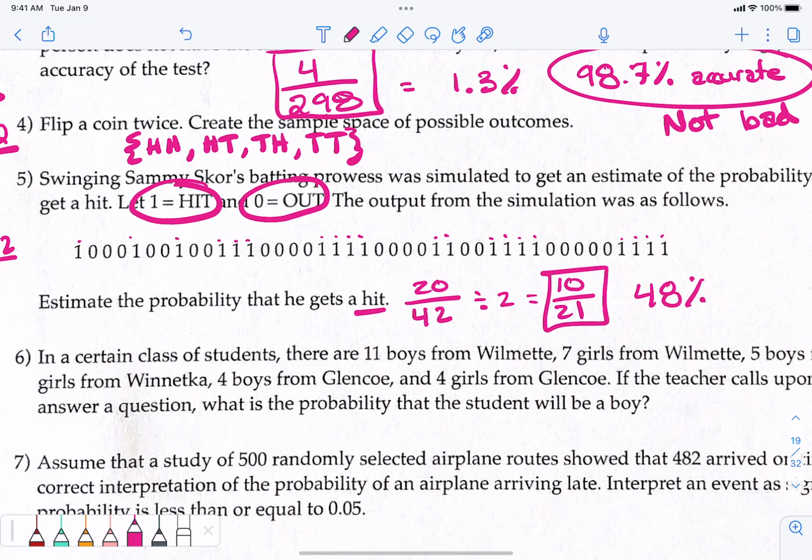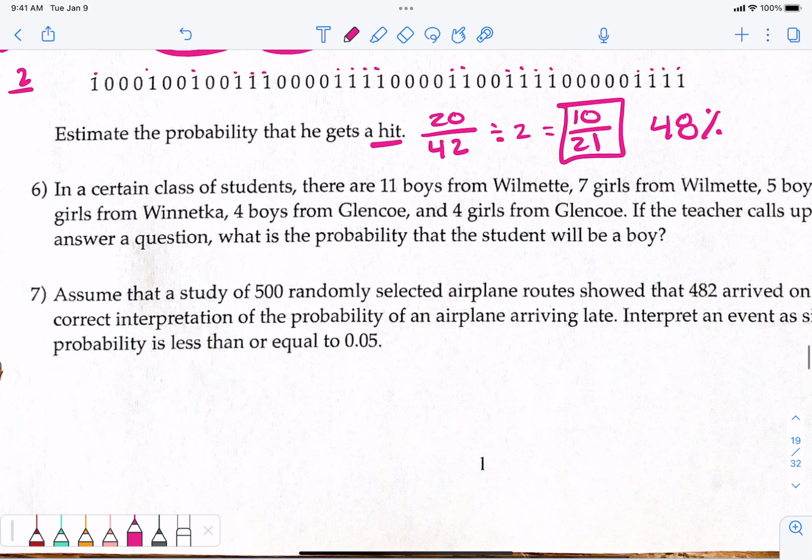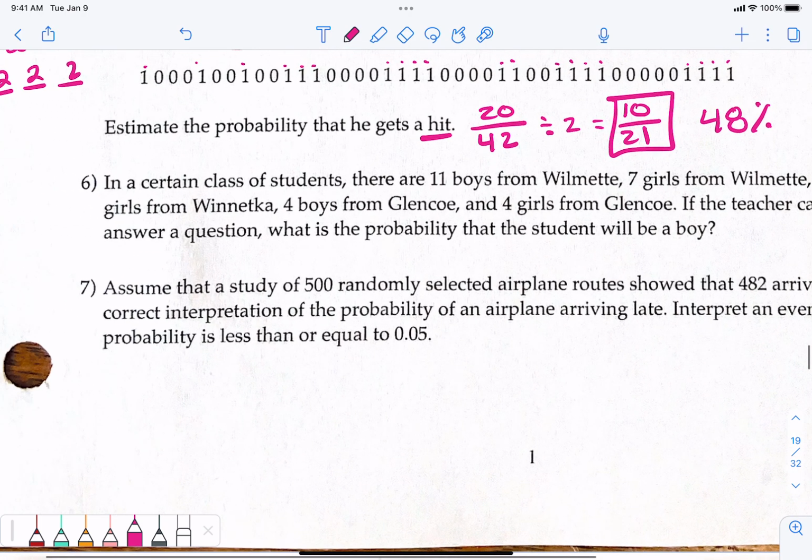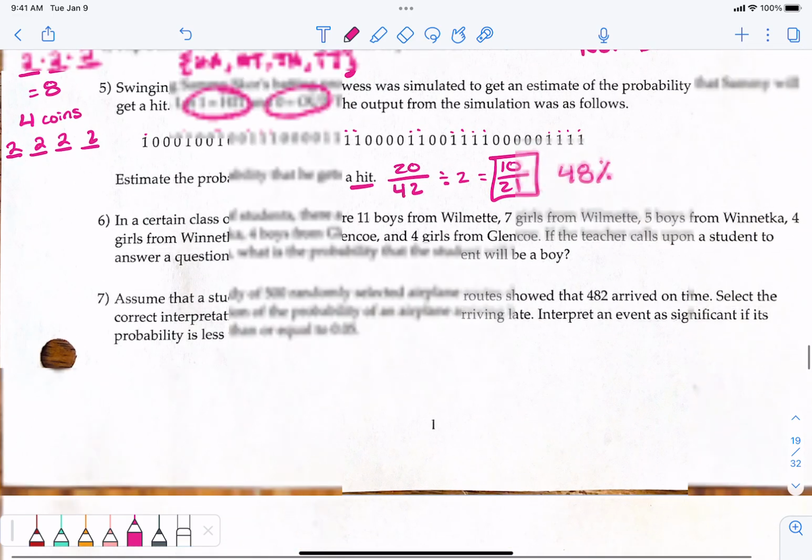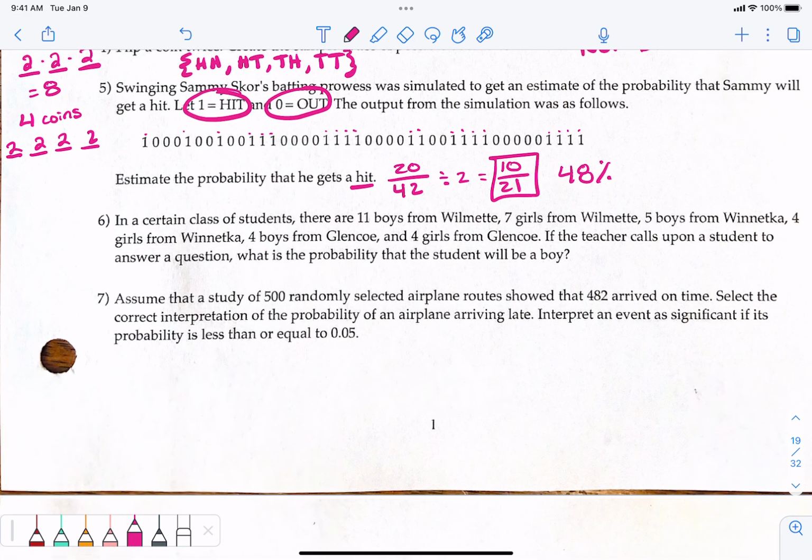Perfect. Okay? Good? In a certain class of students, I start listing 11 boys from Wilmette, 7 girls from Wilmette, 5 boys from Winnetka, and 4 girls from Winnetka. 4 boys from Glencoe, 4 girls from Glencoe. If the teacher calls upon a student, answers the question, what is the probability the student will be a boy?